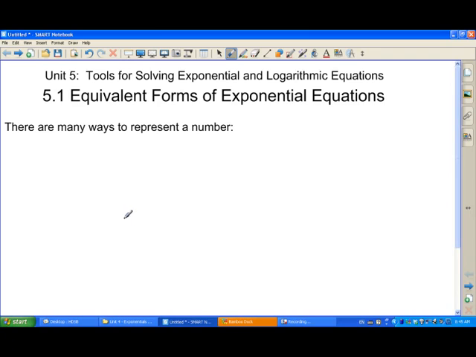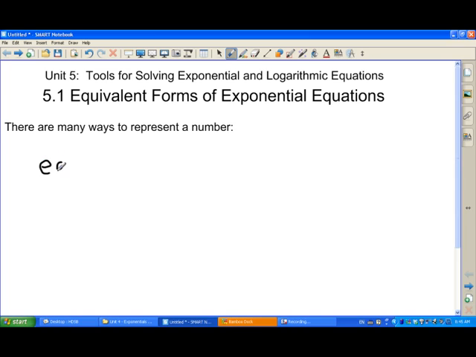Hello everyone, today we're going to be starting Unit 5. We're going to look at some more tools and strategies for solving exponential and logarithmic equations. Today we'll start with a little bit of review and look at some equivalent forms of exponential equations. You should have realized by now that there's many different ways that we can represent a number in mathematics.